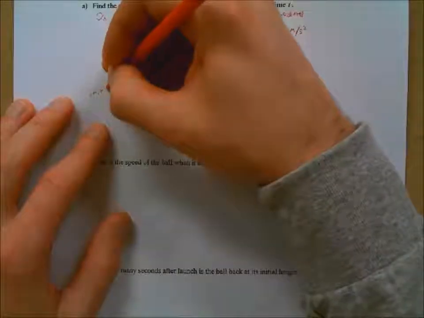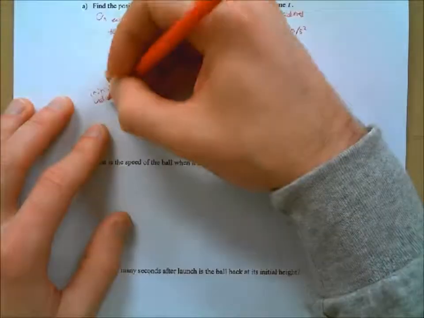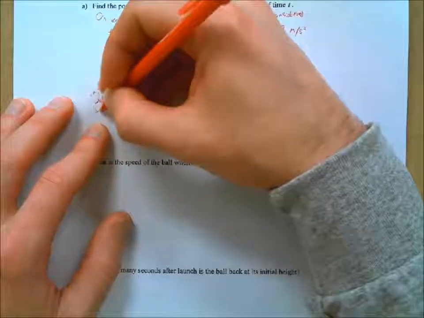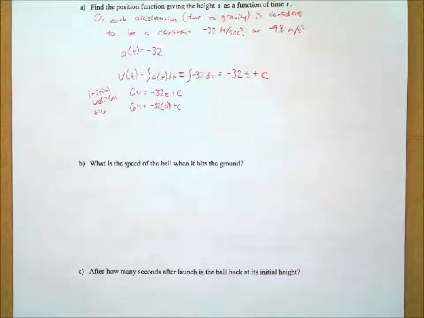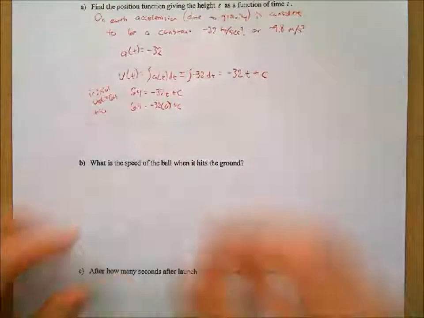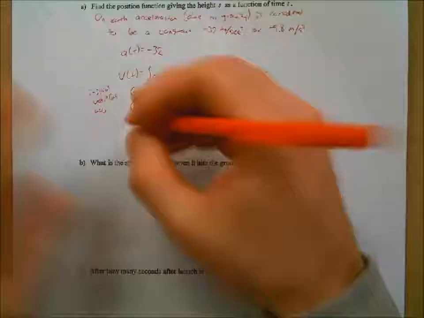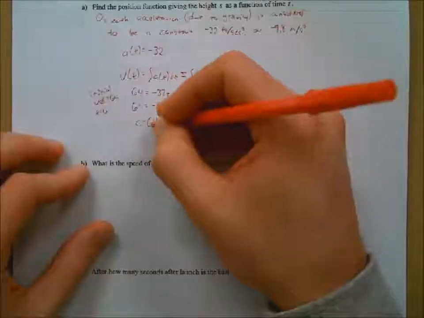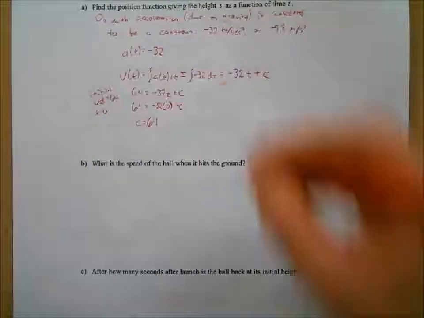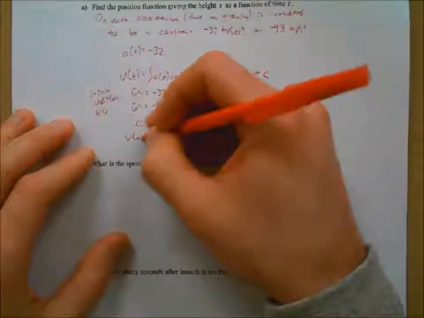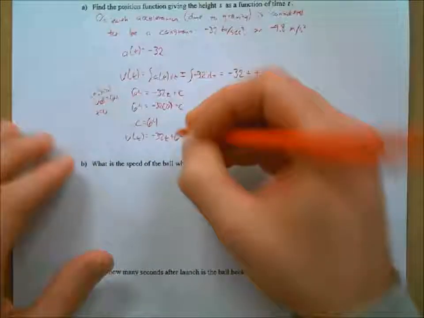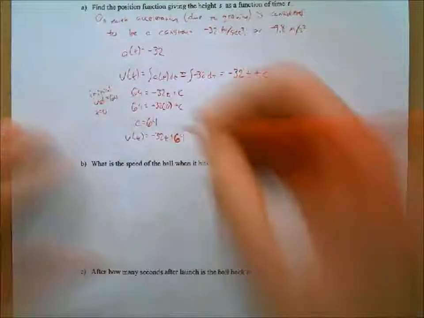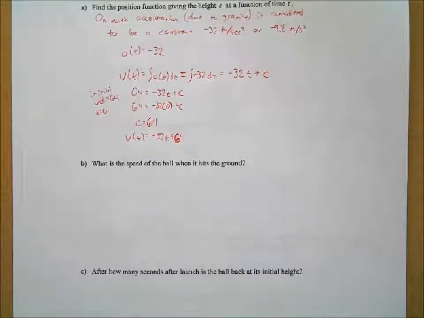I'm going to write that here. Initial velocity at t equals 0 equals 64. So I'm just going to use that right here. So c is 64. Then we have v of t equals negative 32t plus 64. There it is. And then, are we done?